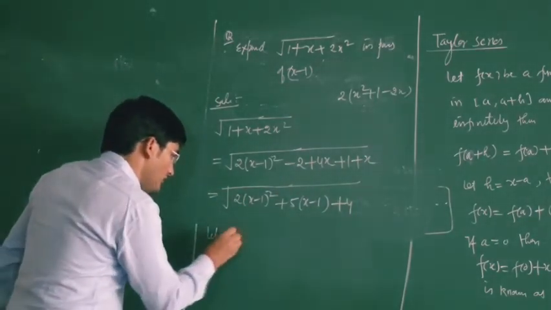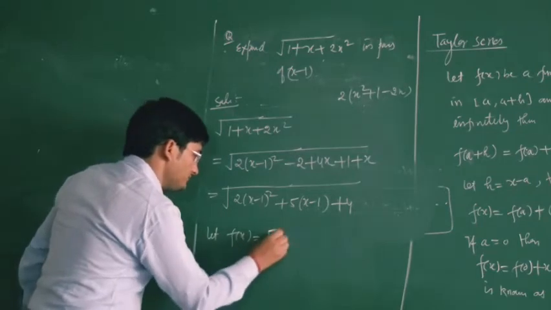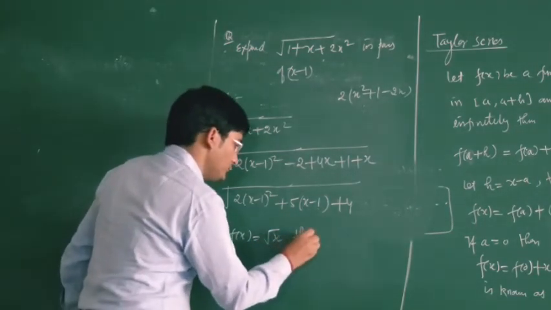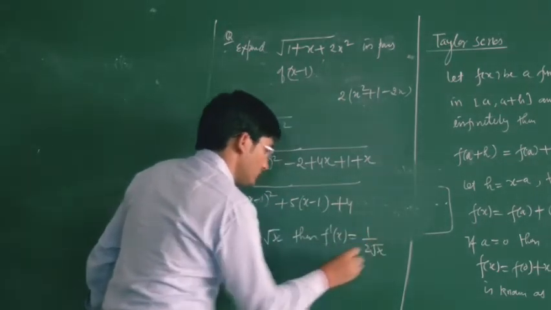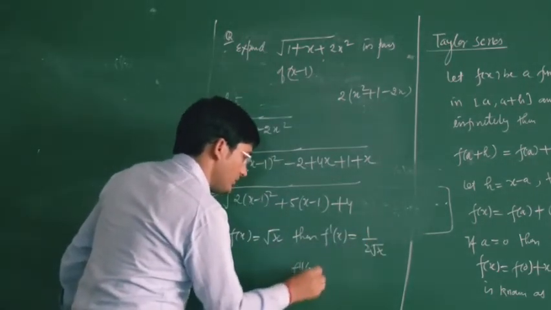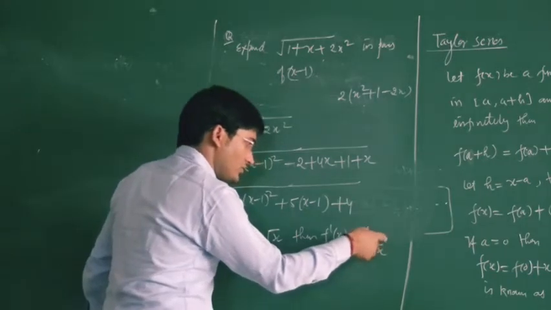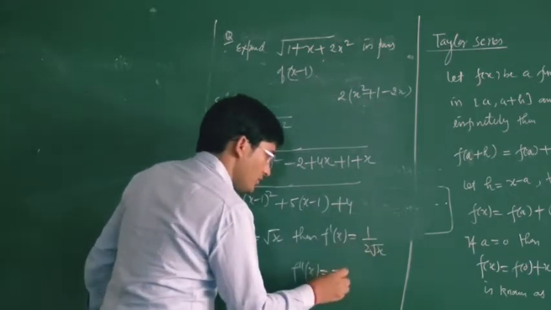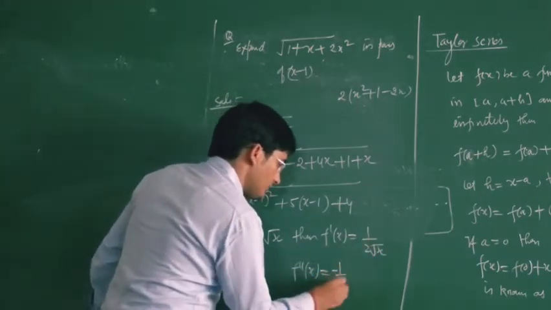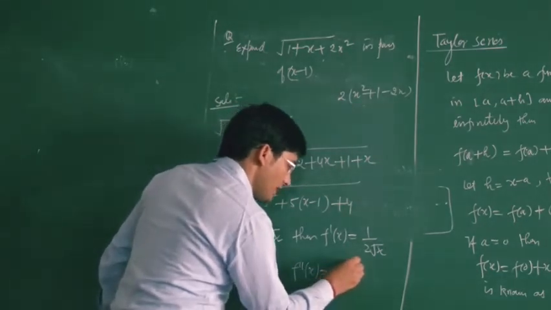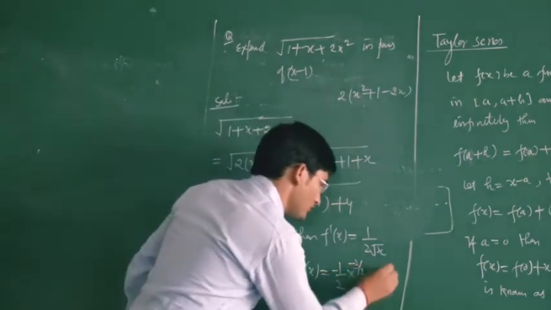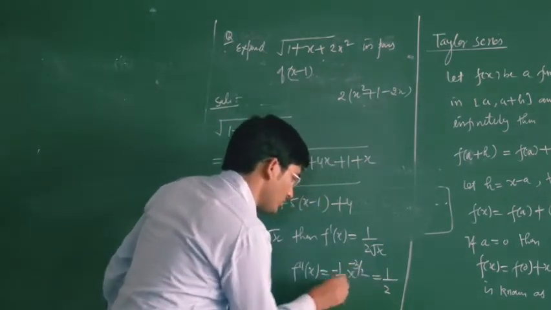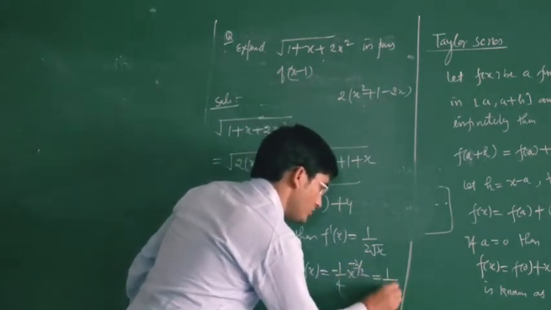Now if we assume f(x) equal to square root of x, then your f dash x will be 1 by 2 root x, and your f double dash x will be, the differentiation of x to the power minus half will be minus half into x to the power minus 3 by 2. And we can write it as minus 1 by 4 into x root x.